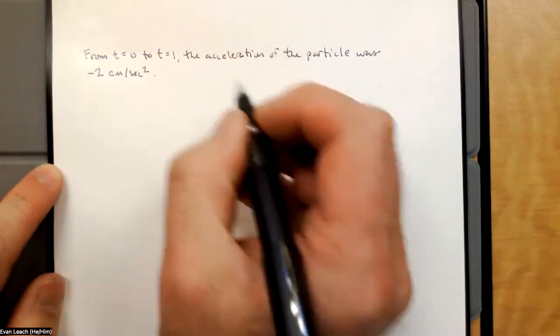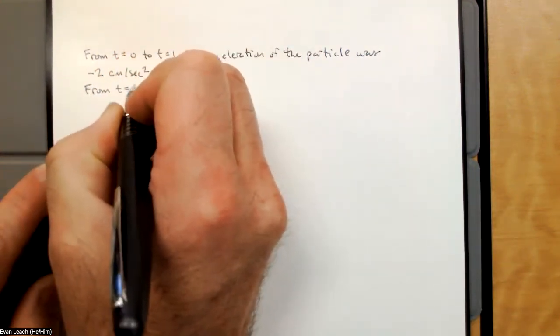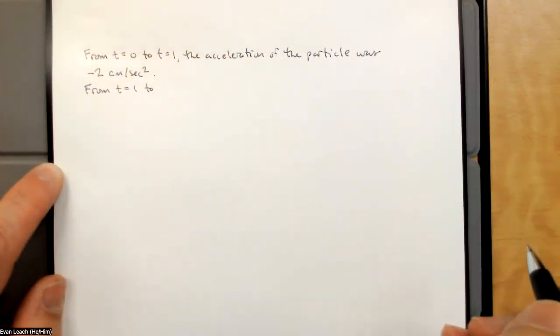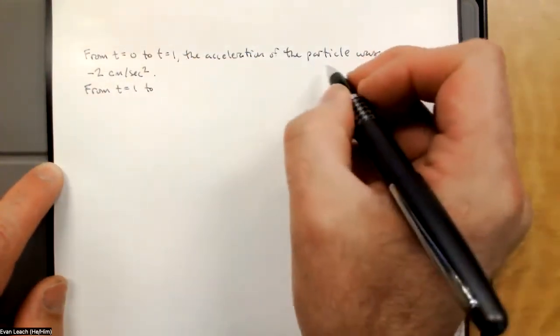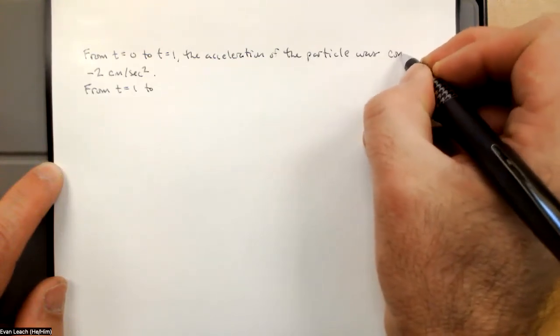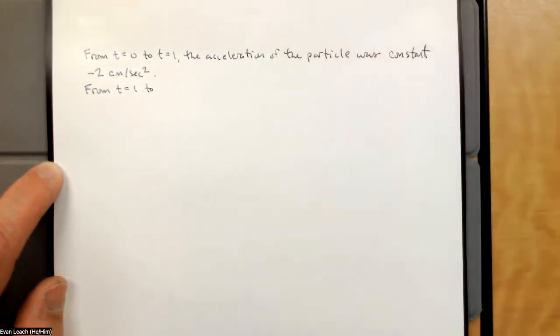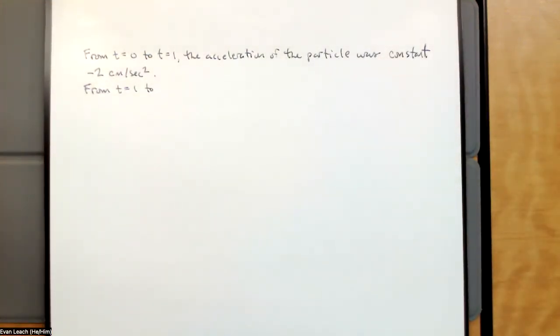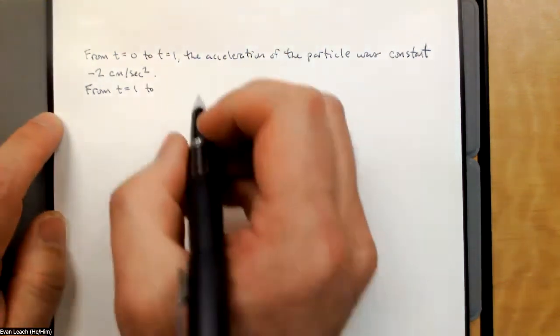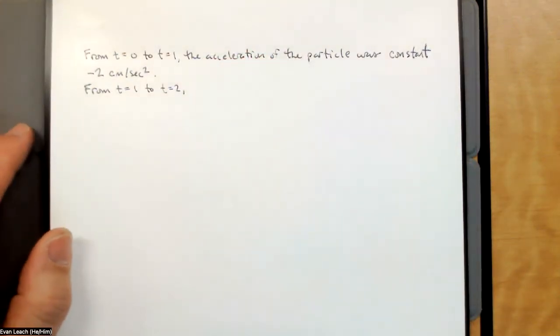From t = 1 to t = 2. Oh, we can also include that the acceleration was constant. We have constant acceleration, and that's why the graph of the velocity is a line. From t = 1 to t = 2, the acceleration of the particle was 0.